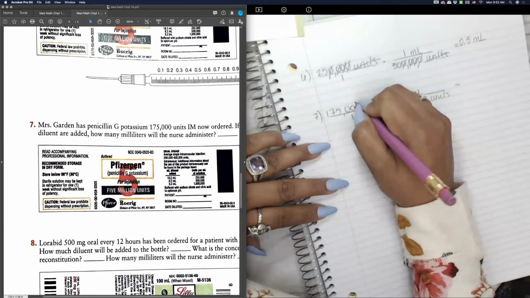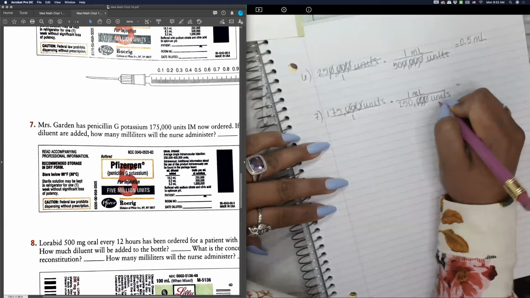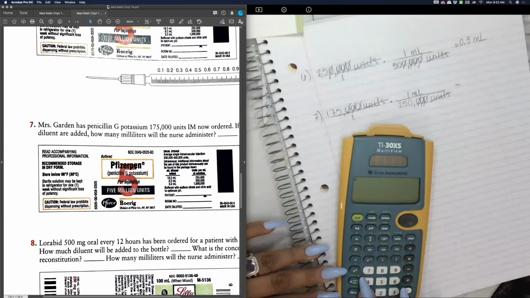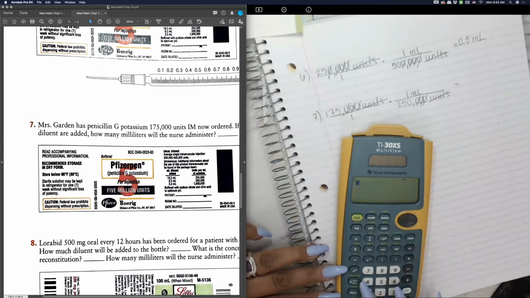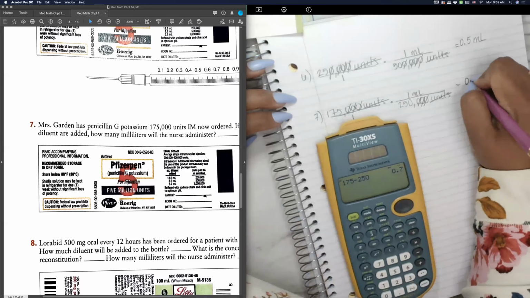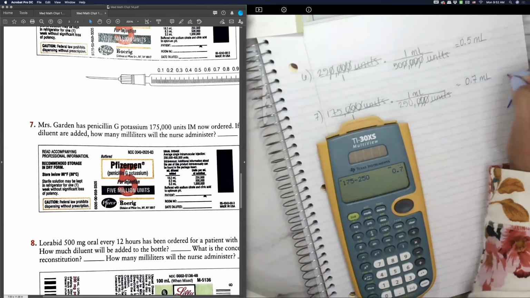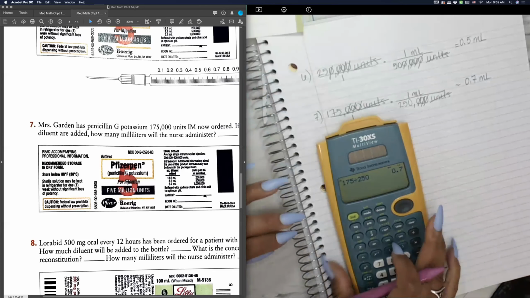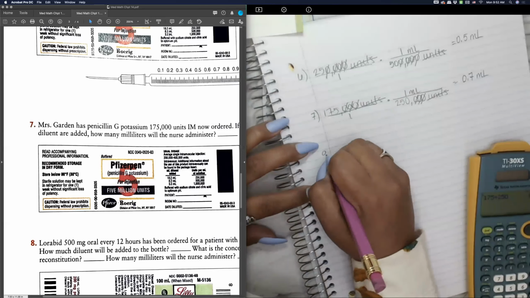So we're going to cancel 3 zeros, get rid of our units, and we're left with 175 divided by 250. And that's going to give you 0.7 milliliters. And nothing to shade in on this one. Okay, number 8.